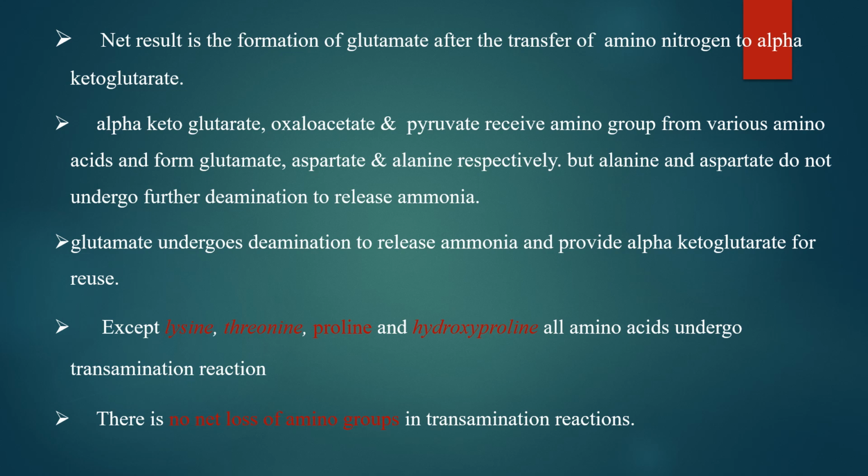Except for lysine, threonine, proline, and hydroxyproline, which is a derivative of proline, all these amino acids do not undergo a transamination reaction. So these are the 4 amino acids which do not undergo transamination, and for the rest of the amino acids, their first reaction is the transamination reaction. There is no net loss of amino group in a transamination reaction. It is just a transfer from one amino acid to another.